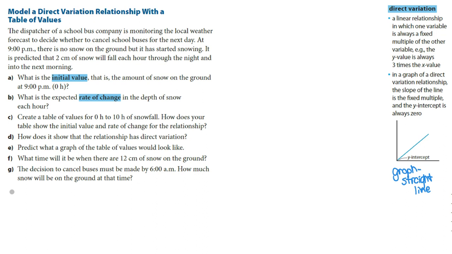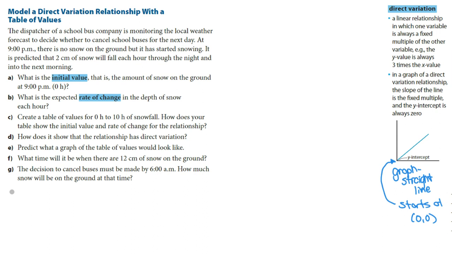And what it means by the y-intercept is always 0 is that it always starts at a point which is 0, 0. It starts right at that corner. So if it's a direct variation, the graph is a straight line where the slope is the fixed multiple between the independent and dependent variables, and the y-intercept is always 0, which means the graph starts at 0, 0. So let's look at an example.